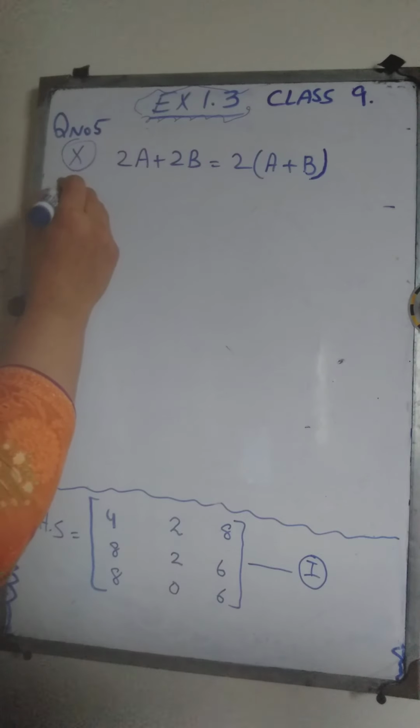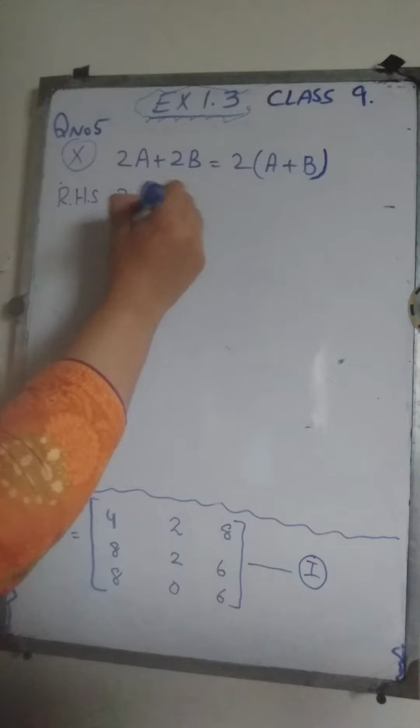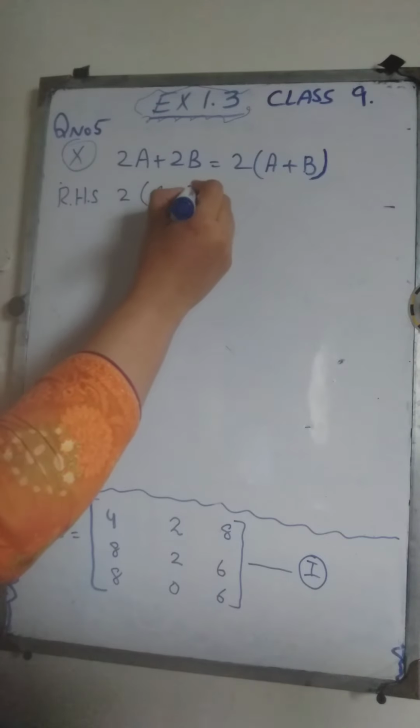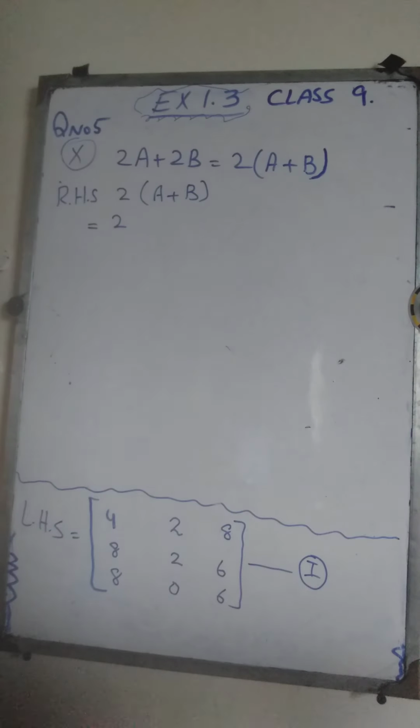Calculate the right hand side. Take the expression on the right hand side. 2 times, put the value of A and B.